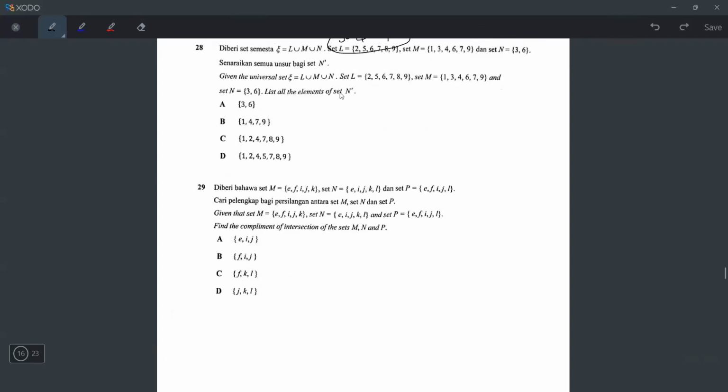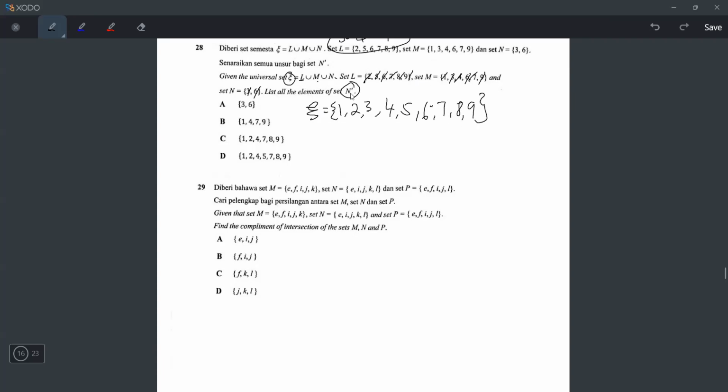Okay, sets L, M, N, blah blah blah. So they want the set N complement. If they want N complement, it means everything except N. So we all know that they already said the universal set is L, M, and N, take everything. So the universal set is L, M, and N all together. So all together have what? So we have 1, we have 2, we have 3. But if repeated, we only write one time. 3, and then 4, 5, 6. 6 repeated already. 7, 8, 9, and this one is repeated. So 7, 8, 9. So this is the universal set.